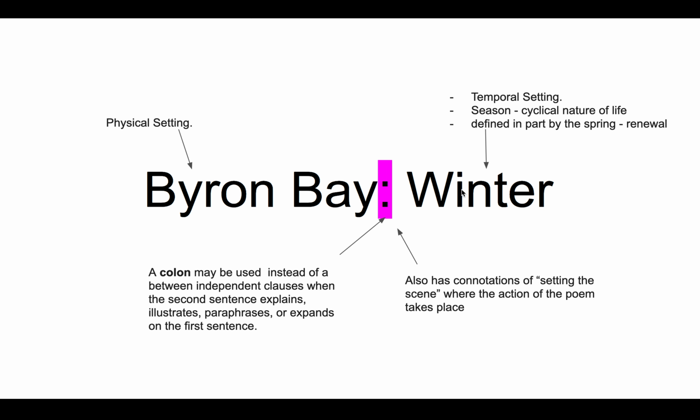Now, obviously, this is a word and this is a word. They're not sentences, but the use of the colon is the same. He very clearly wants to set up a connection between winter and Byron Bay. I think that comes down as well to the part that the colon, for me at least, brings up the idea that he's almost setting the scene like a play or a movie, or he's telling a story. So the scene is Byron Bay, winter, and then the action of the poem takes place.